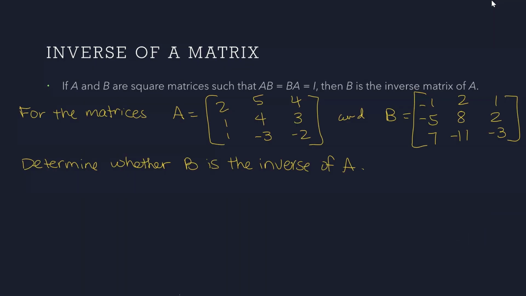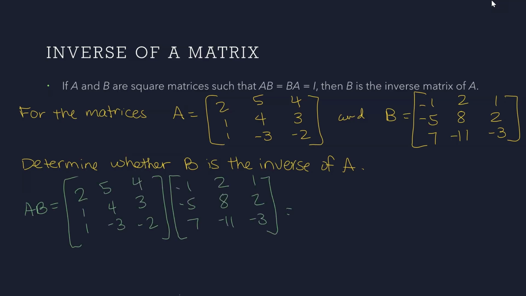All right, so given these two matrices, A and B, we want to determine whether B is the inverse of A. If it is the inverse, it should be true that when I multiply A times B or B times A, I get the identity matrix. So ones along the diagonal and zeros everywhere else. Now these two matrices are both 3 by 3, so I can multiply them. So let's go ahead and find AB.